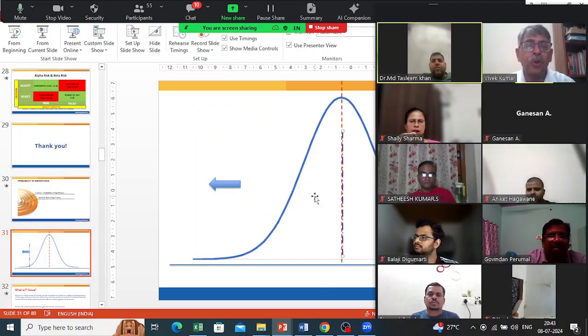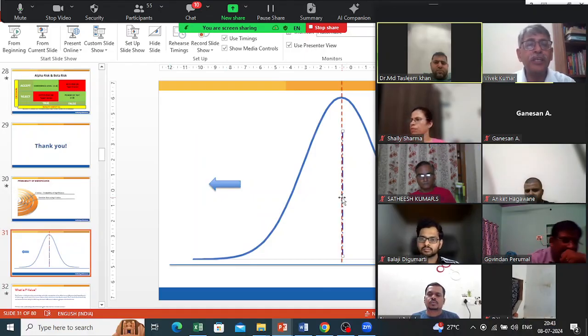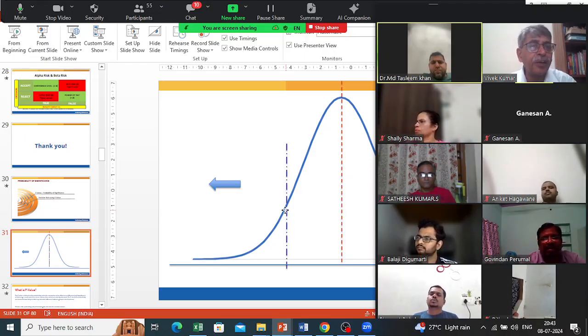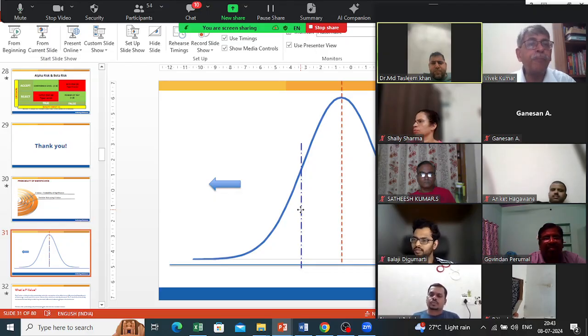This is right now in the center. Okay, Dr. Taslim, you are going to help me. Please advise, where shall I draw? One sigma away, one standard deviation away towards the right? Yes, I can draw it. Or 1.5 sigma away towards the left? I can draw it.